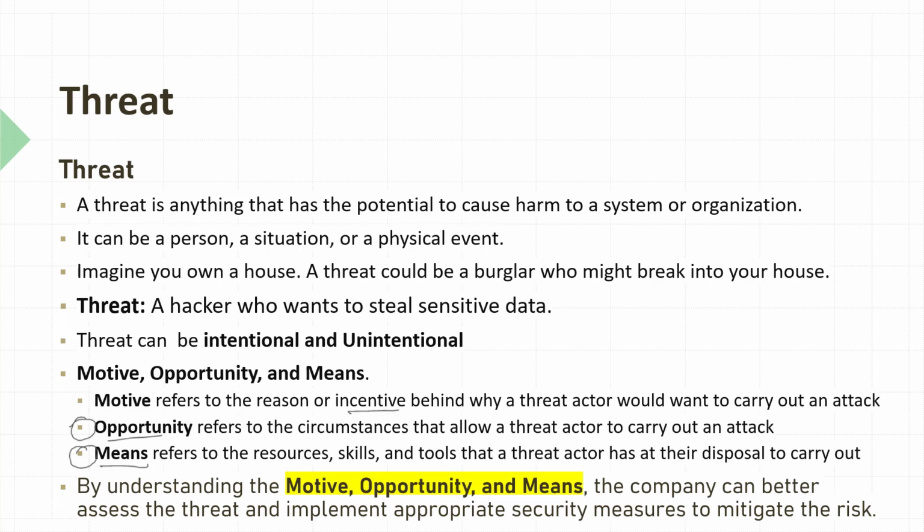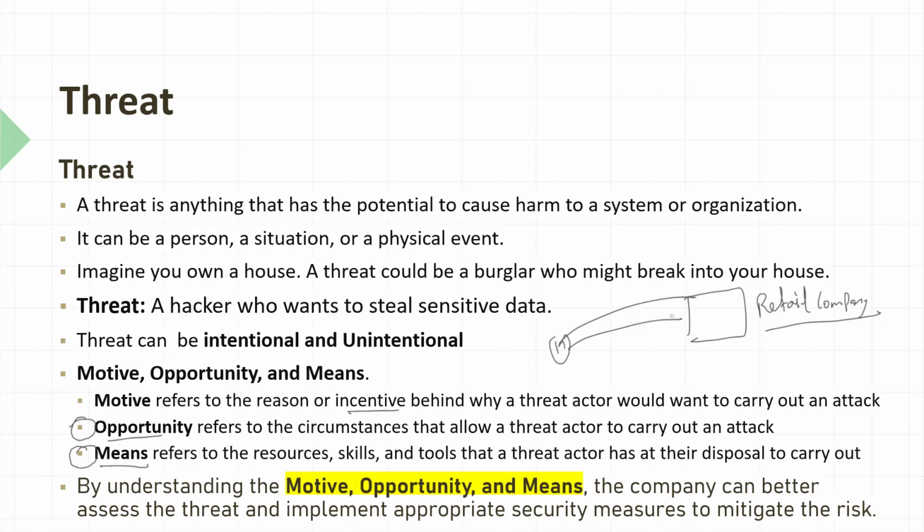Is it clear? So let's take one example. Imagine there's a cyber criminal group targeting a retail company. So this is the retail company we have. Imagine a cyber criminal group targeting us. So there are hackers or groups targeting a retail company. Anything that has a word called action, that is a threat.